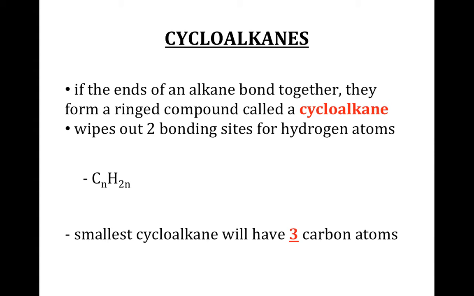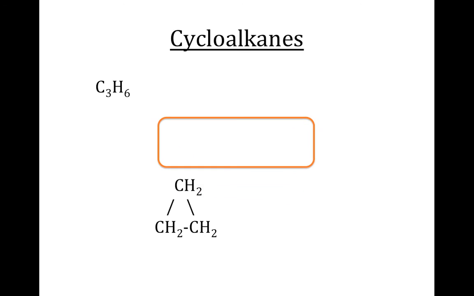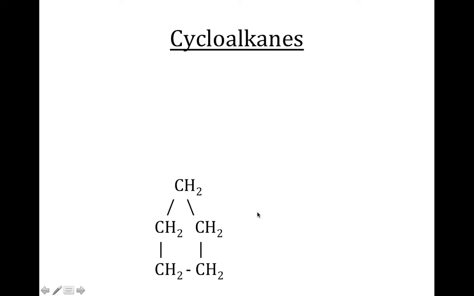So we said the smallest cycloalkane will have 3 carbons, so that would cleverly be called cyclopropane. And that's what we have here. And what you see is this really doesn't give us a lot of information. This gives us a lot more information about the structure of our cycloalkane in this case.